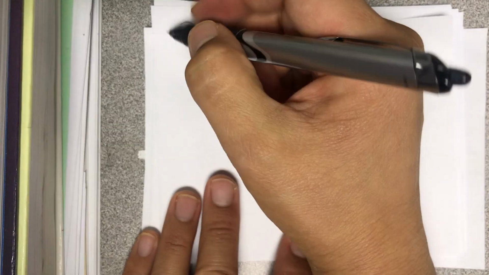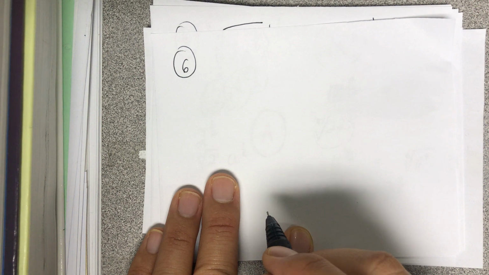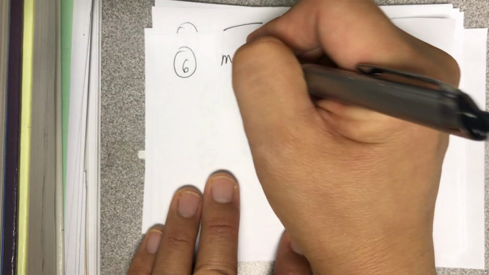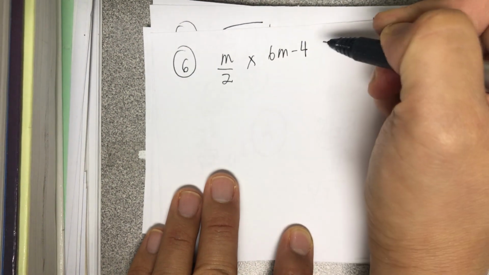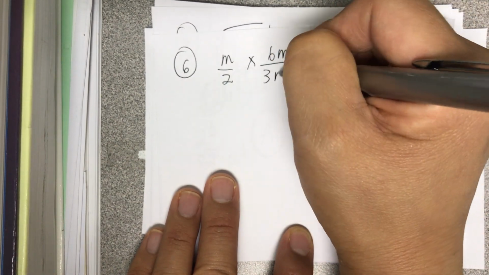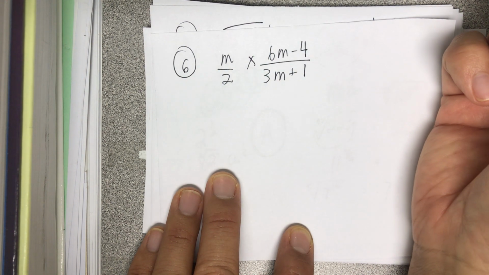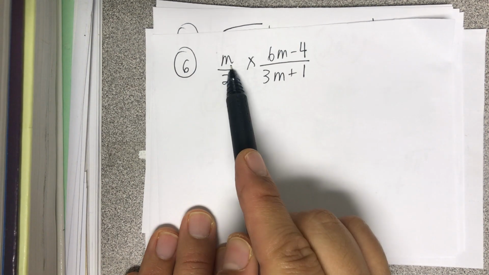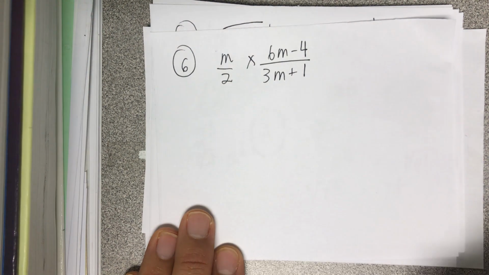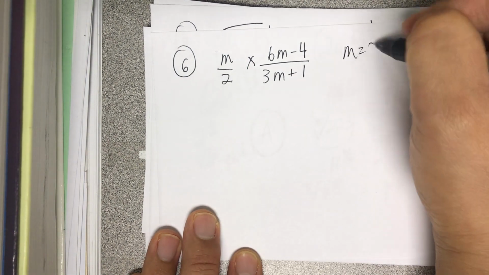Okay. Number 6. Which of the following is equivalent to m over 2 times 6m minus 4 over 3m plus 1? Okay, so the easiest number I see right off the bat is 2. You always start off with 2 anyways, but why is 2 a great number to put here? Because it cancels out to an invisible 1. You don't even have to have any drama with that side. So we're going to say m equals 2.